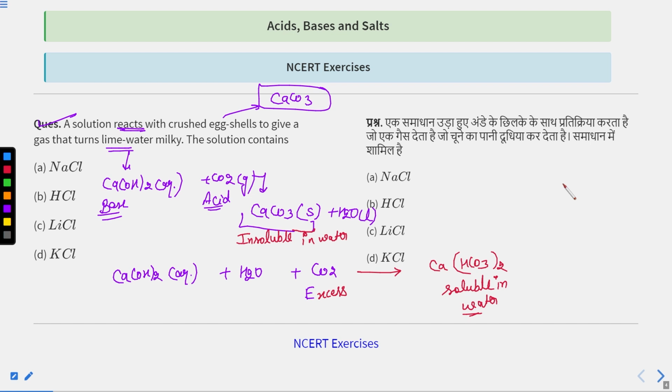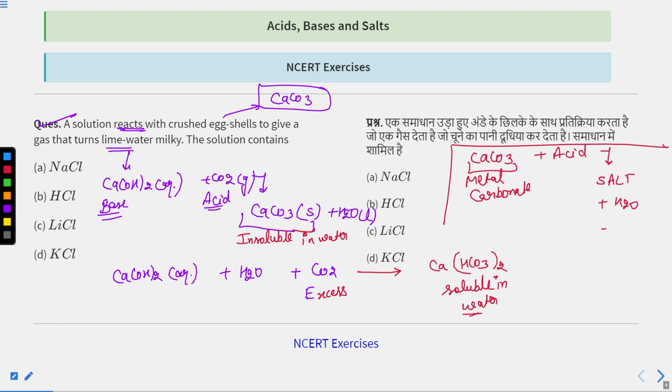So a solution reacts with crushed eggshells. Crushed eggshell contains CaCO3, calcium carbonate, to give a gas that turns lime water milky. Calcium carbonate upon heating will provide a gas, CO2, as it is a metal carbonate. There is one more reaction apart from heating: when a metal carbonate reacts with an acid, it forms salt, water, and CO2 gas. It means definitely we need an acid.